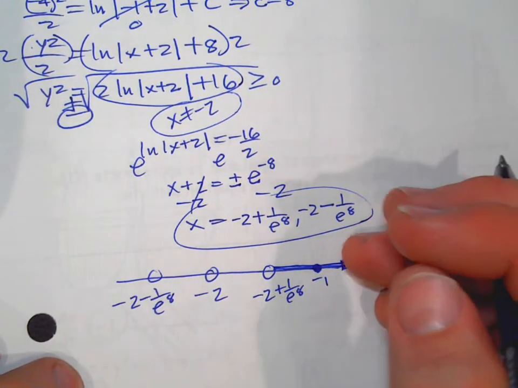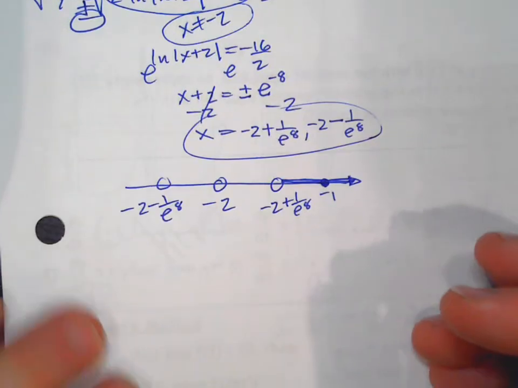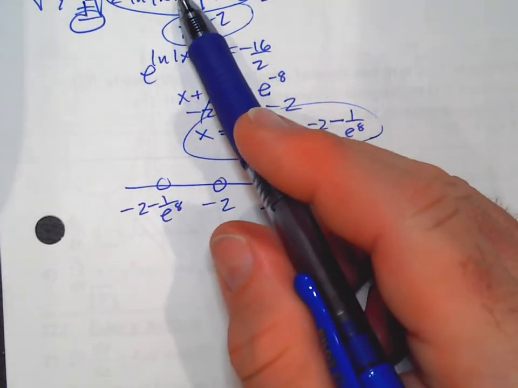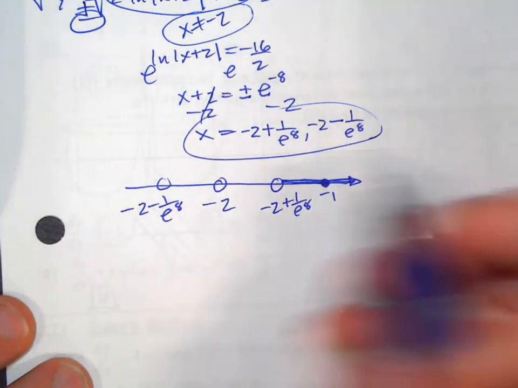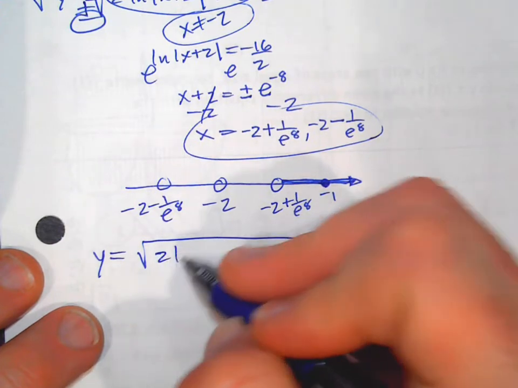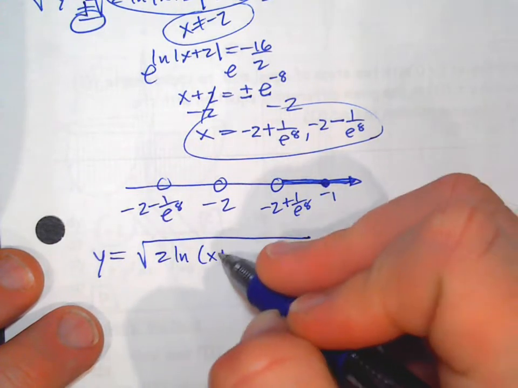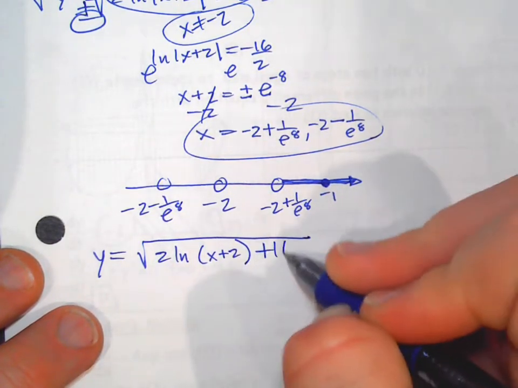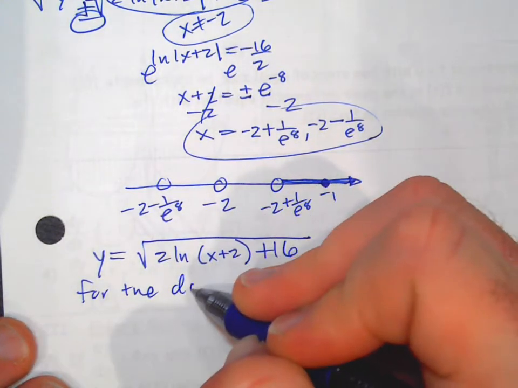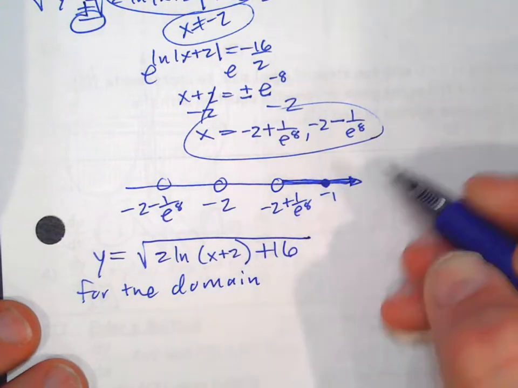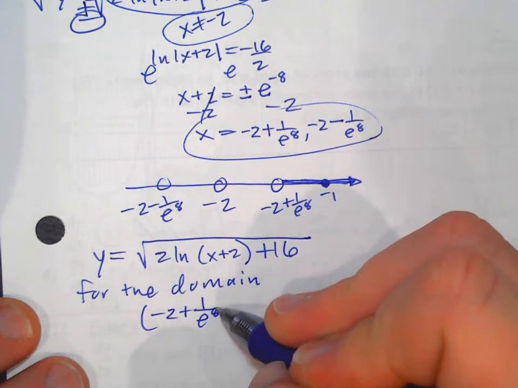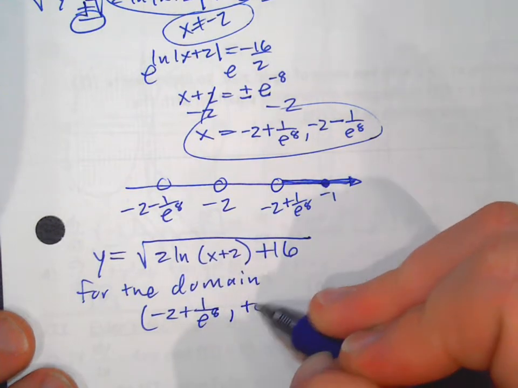So that's your domain. So your final answer, now by the way, we're plugging numbers in that are for sure bigger than negative 2. So that's always going to be positive. So we can drop those absolute values. So y equals negative square root of 2 natural log of parentheses x plus 2, plus 16. For the domain, parentheses negative 2 plus 1 over e to the 8th, comma, positive infinity.